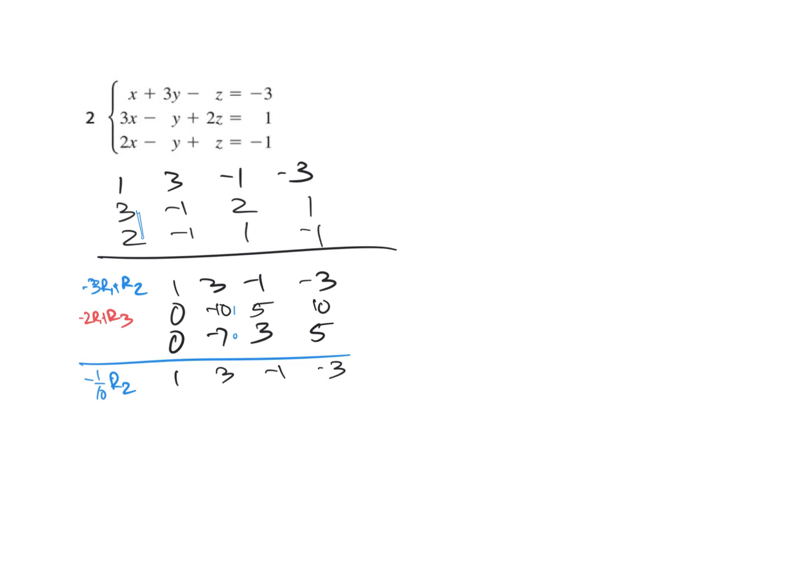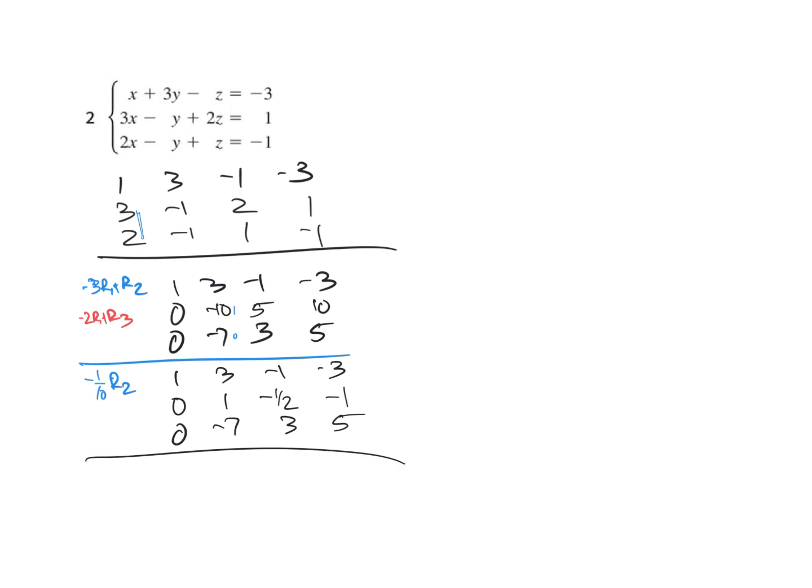Row 2, 0 divided by anything is 0. -10 times -1/10 is +1. And 5 divided by -10 is -1/2. 10 divided by -10 is -1. Okay, and then we need the -7 to be a 0. So we'll just write everything down here.